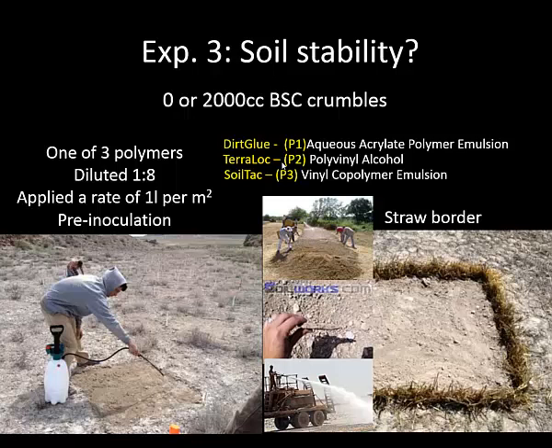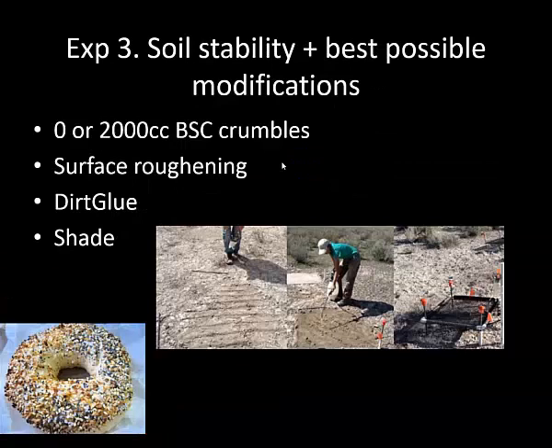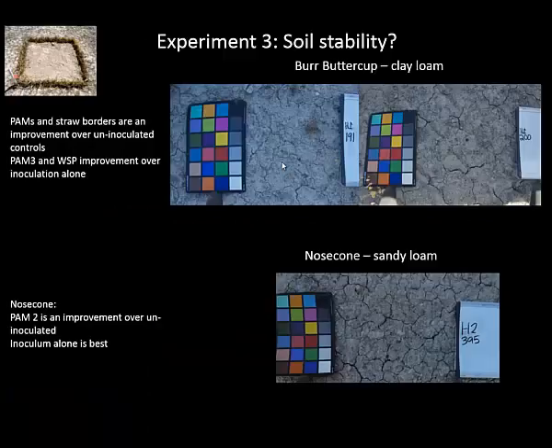And then so the last thing that we tried is sort of our everything bagel. We didn't know what the best thing was going to be. And so we thought, a priori, without having any knowledge, let's just try everything. And so what we did was our best habitat modifications, so surface roughening with shade, and then we added a polymer for the stability factor, and we did these with and without inoculation. And so again, I'm going to give you an upshot. It's a lot to take in, and it's nuanced data.